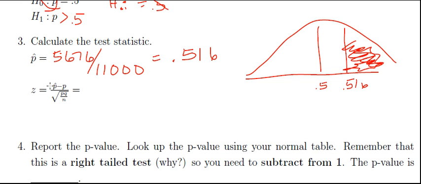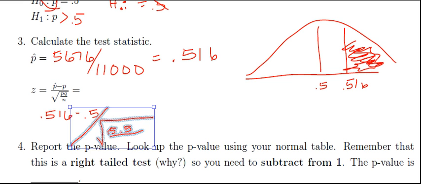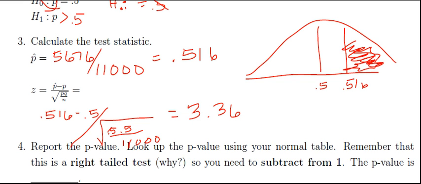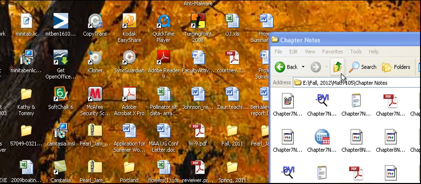Okay, so I calculate the test statistic. I take 0.516 minus 0.5. Remember, p hat's from the data. p is from the null hypothesis. And then I want to take the square root of 0.5 times 0.5 divided by your sample size, 11,000. And so our test statistic is going to equal 3.36. And then I need to open up the normal table here.